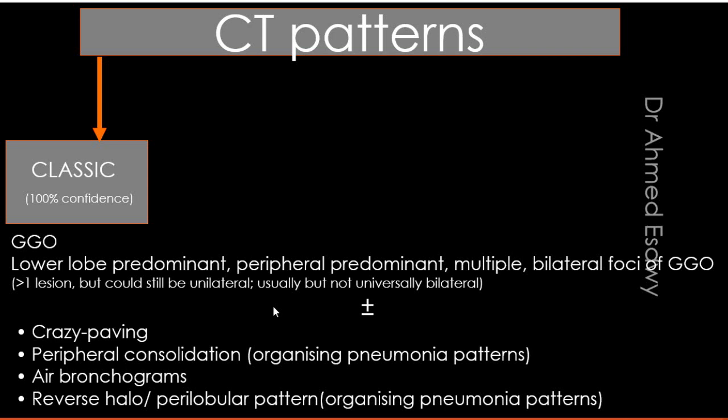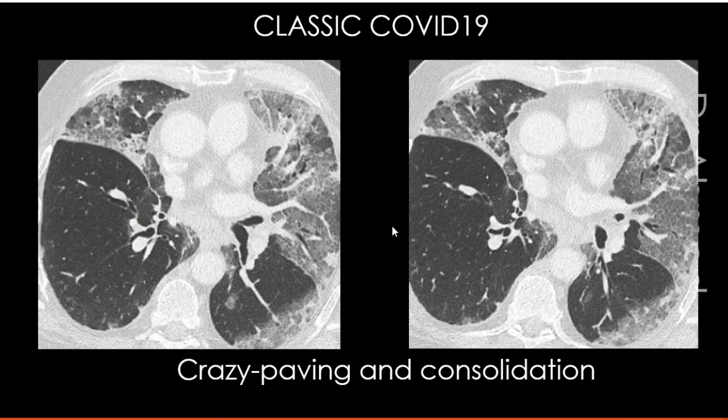Which findings must or may be present with the CT pattern of classic COVID? Crazy paving, peripheral consolidation, air bronchogram, reverse halo, and perilobular pattern. Peripheral consolidation and the reverse halo and perilobular pattern are diagnostic of an organizing pneumonia pattern. This is crazy paving and consolidation with ground glass pattern in classic COVID-19.